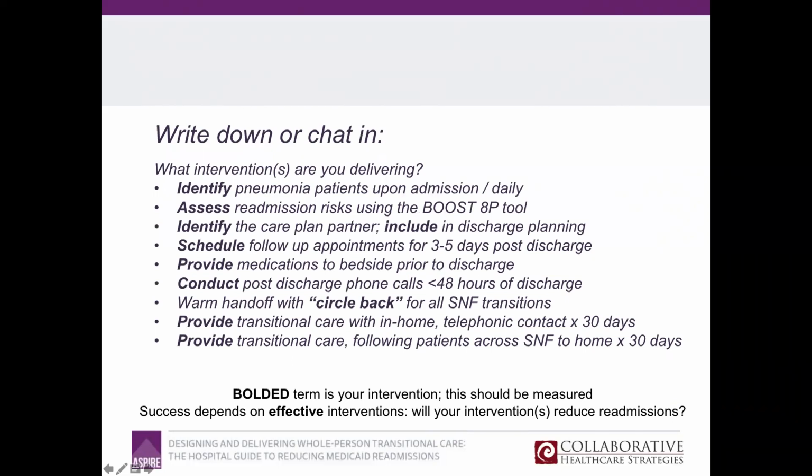So here are some examples, and this is again the topic for today, to really articulate what you are doing that relates to achieving your aim. Examples: we're identifying pneumonia patients through daily lists, using a person-specific tool such as the BOOST 8P tool. We're identifying a care plan partner and including that partner in discharge planning preparations.